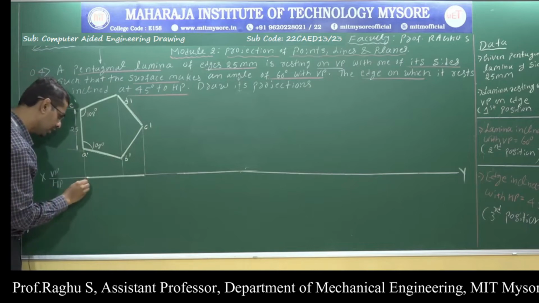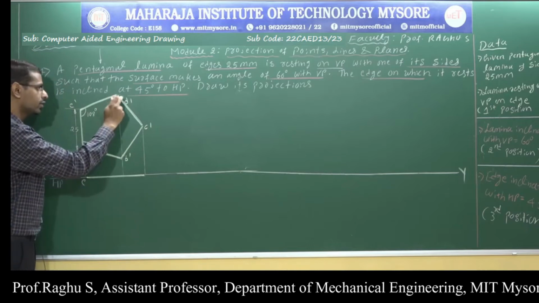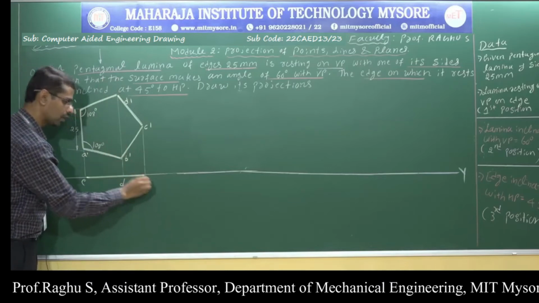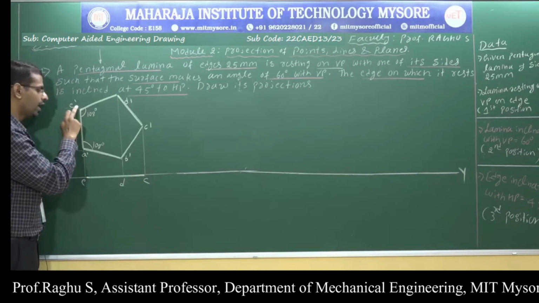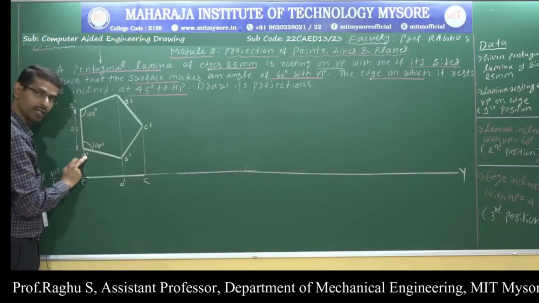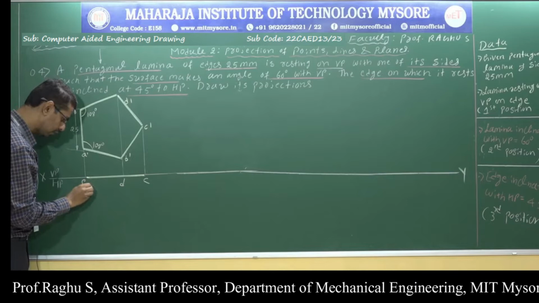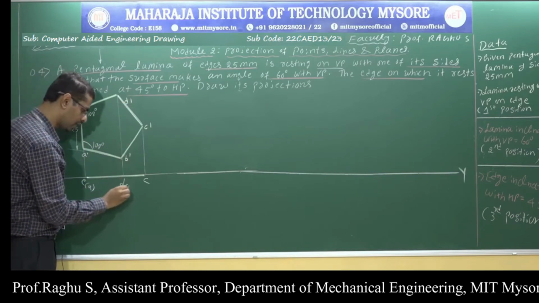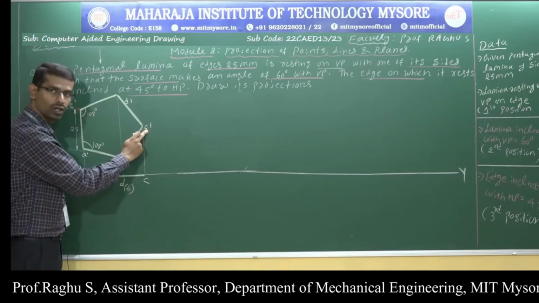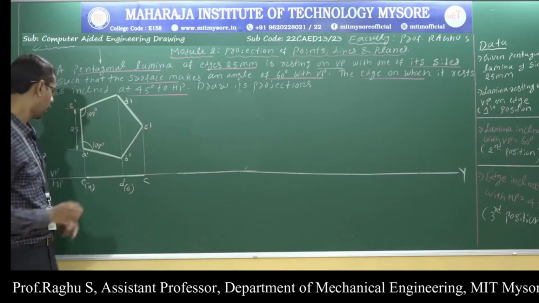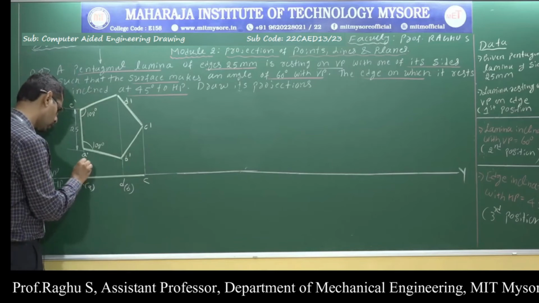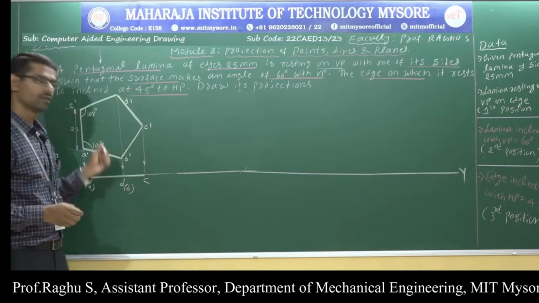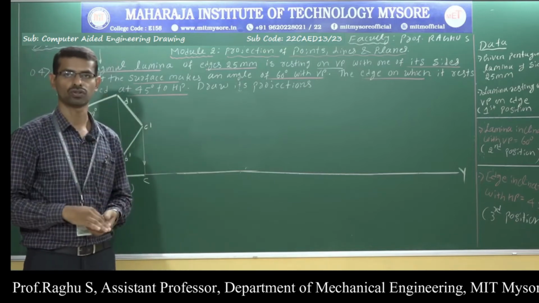Here E is visible, right? Next, here D is visible and C is visible. Behind this point E, we have a point A, so A is invisible. Behind this point D, we have point B, invisible. And here we have only one corner, C, visible. So I have completed. You can write the arrow marks, that indicates downward projections.